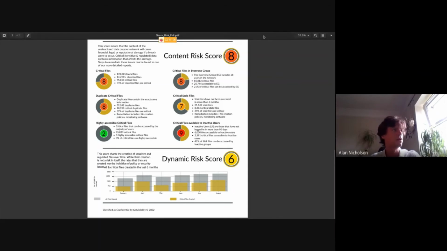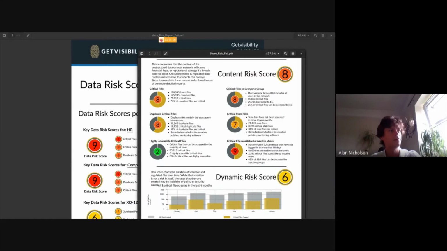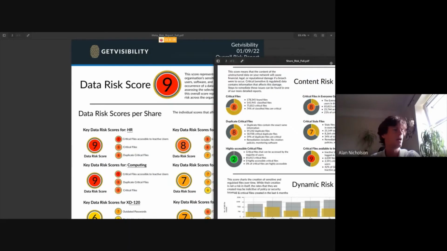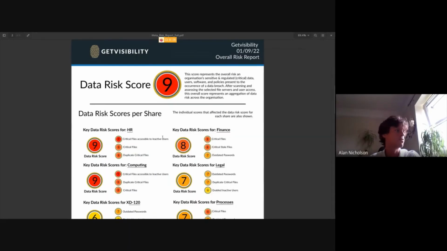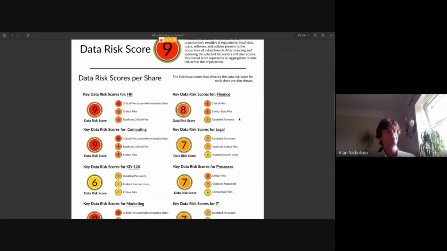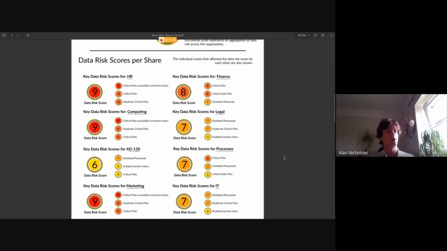So we're now going to take a look at, this is for one share. So obviously an organization has a lot more than one share, and we would run these reports for multiple shares. So here's our meta risk report, and this gives a look at all of the shares that we have access to and that we've run reports on, and this is what a customer would see overall, so that they could start doing remediation on a particular share or a particular department in an organization.